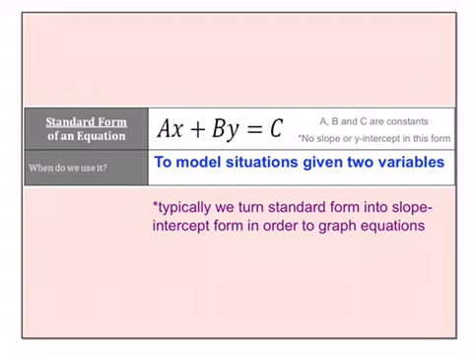So here we're going to look at standard form of an equation. Standard form is just ax plus by equals c, where a, b, and c are constants. And I want to add to that, a, b, and c also need to be whole integers, and a has to be positive. So a needs to be positive, and a, b, and c need to be constants, but they also need to be whole integers, so no fractions.